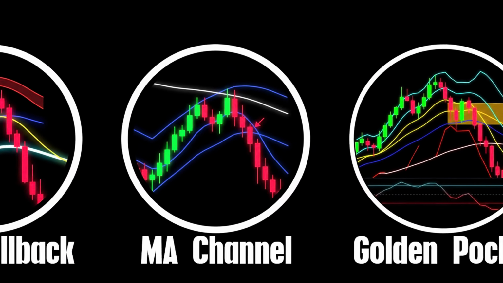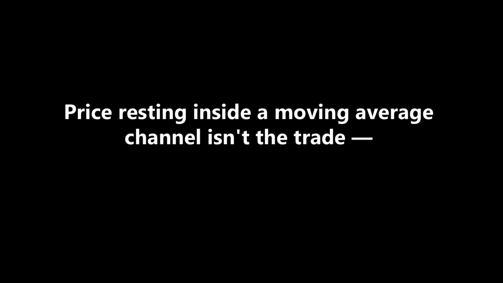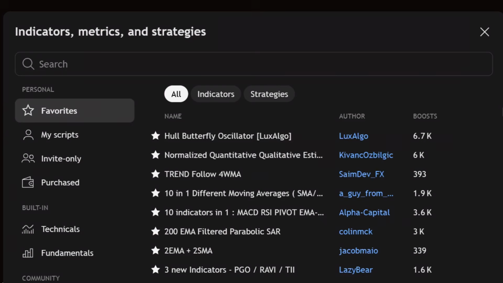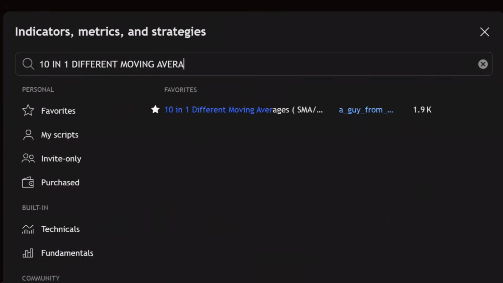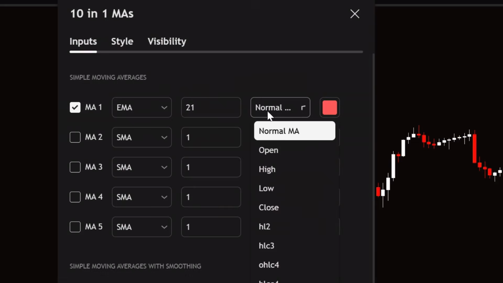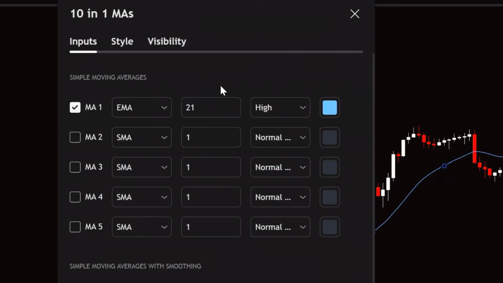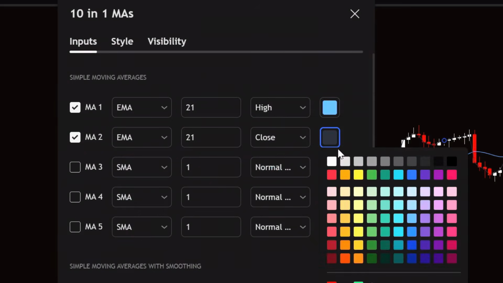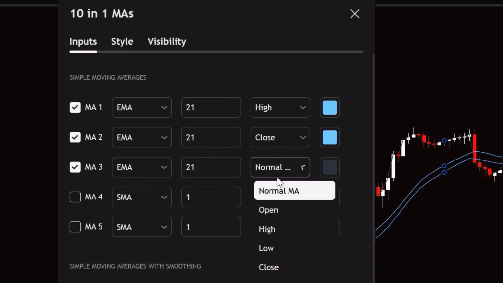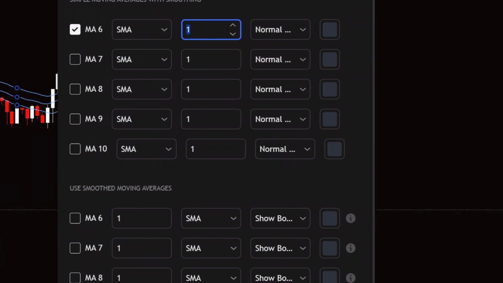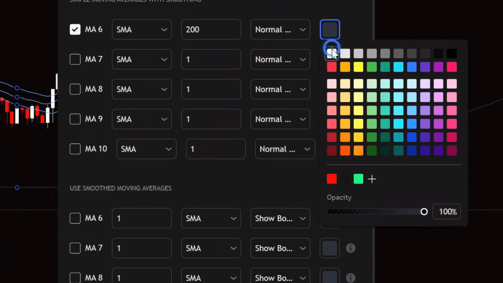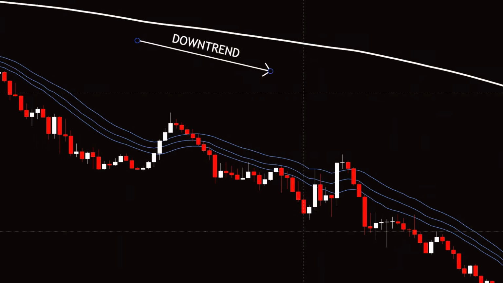Moving average channel breakdown strategy. Price resting inside the moving average channel isn't the trade. It's just the pause before the real move. This one uses three moving averages set to 3, 2, 1 period EMAs, one of the high, one of the close, one of the low, forming a channel in blue, plus a 200 SMA in white. Price below the 200 SMA, you're in a downtrend.